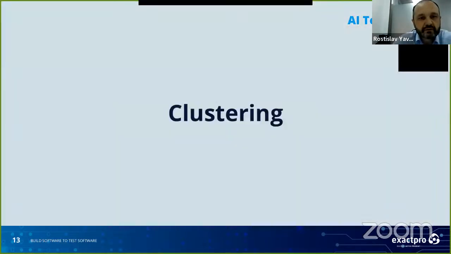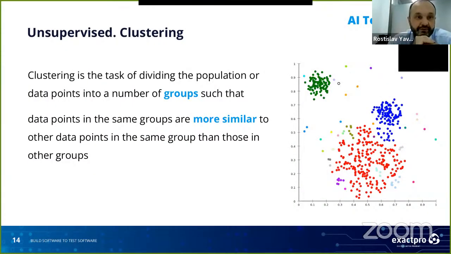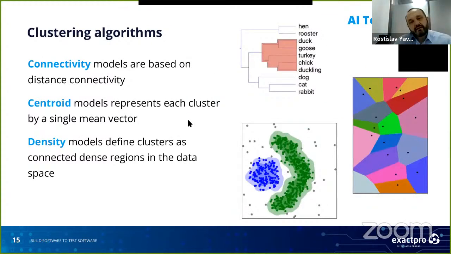So let's start with clustering. And here is the definition. Clustering is the task of dividing the population or your data points into a number of groups. What kind of groups? Such that data points in the same group are more similar to other data points in the same group than to those in other groups. Again, this is more or less formal, but we depend on the notion of similarity. This could be formalized by the notion of distance in your space. So there are three main approaches to clustering, three types of clustering algorithm.